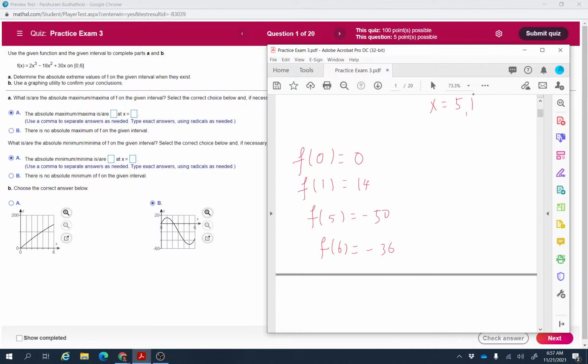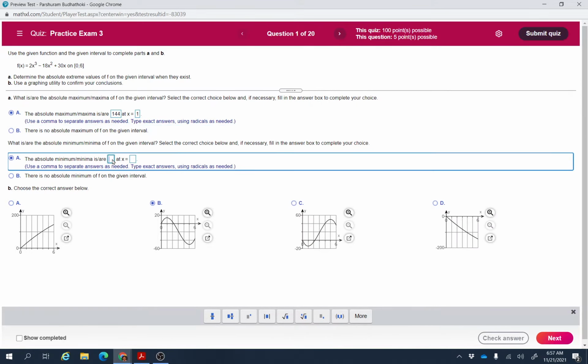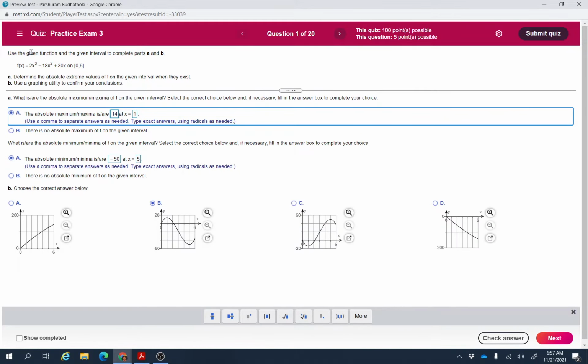Among these values, this one is the largest, so this is the absolute maximum, and this one is the smallest, so this is the absolute minimum. Okay, so these are the answers. Let's write down the answer. The absolute maximum is 14 at 1, the absolute minimum is negative 50 at 5, and as we know, at 1 it's 14, at 0 it's 0.